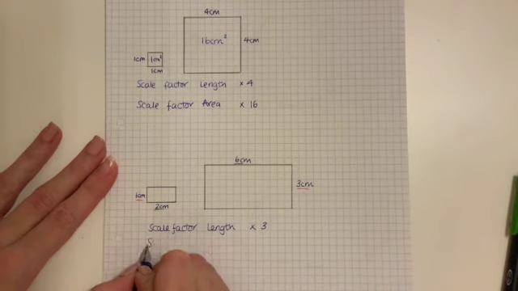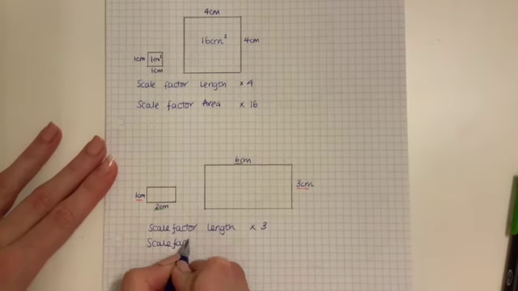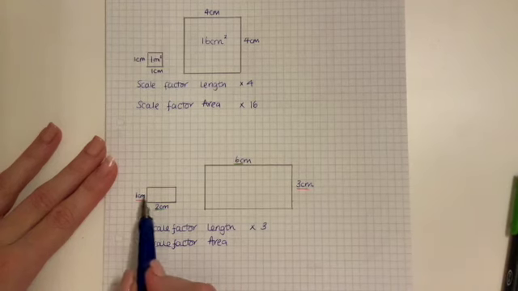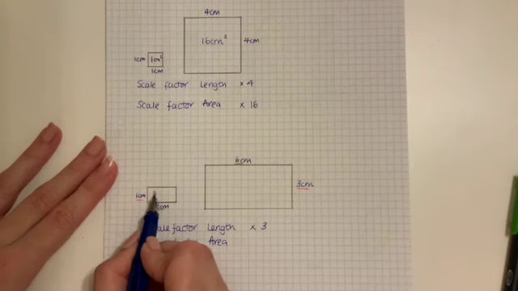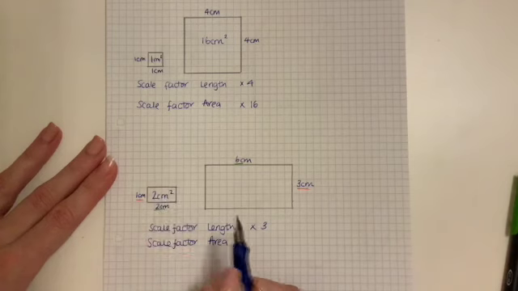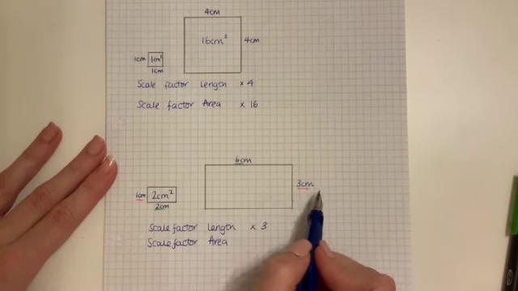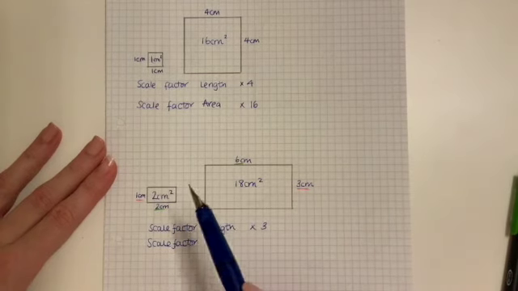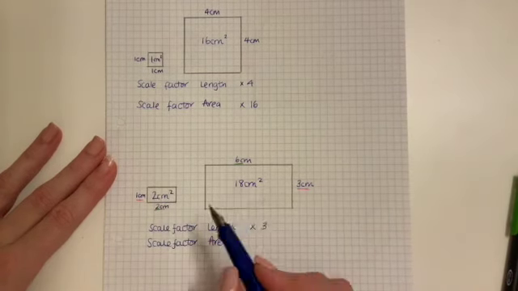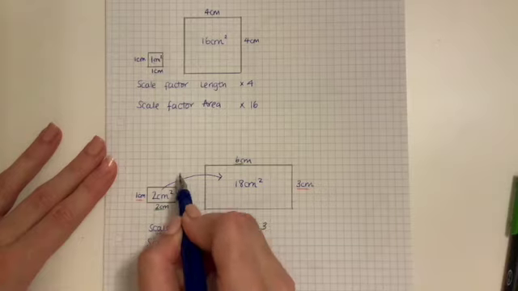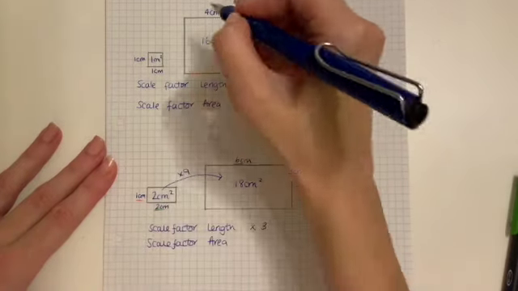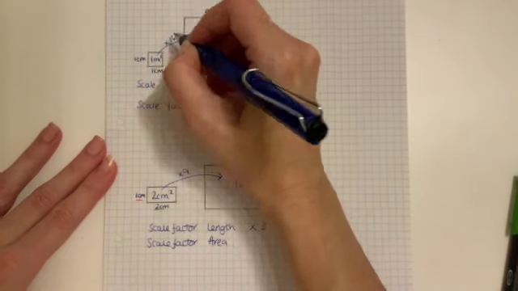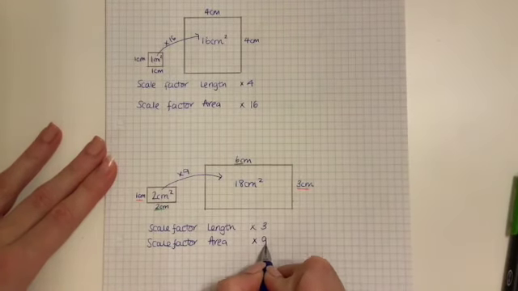So let's have a look at scale factor area. Let's work out the area of each of the shapes. This is 1 times 2, so it's 2 centimetres squared. The area of this shape is 6 times 3, which is 18 centimetres squared. So how would I get from 2 to 18? Well, I would times by 9. Let's put that one on there as well. So we're going from there to times 16. Okay, so times by 9.